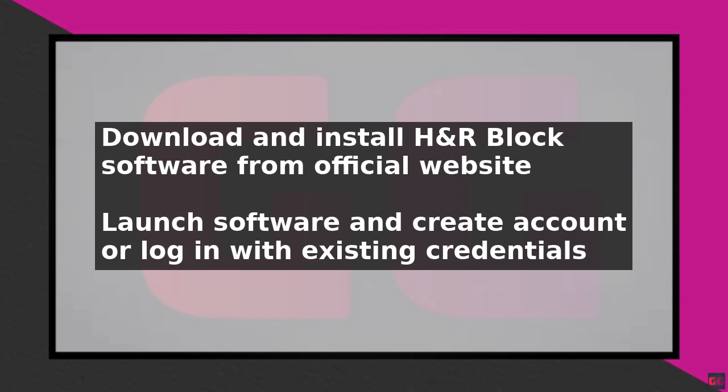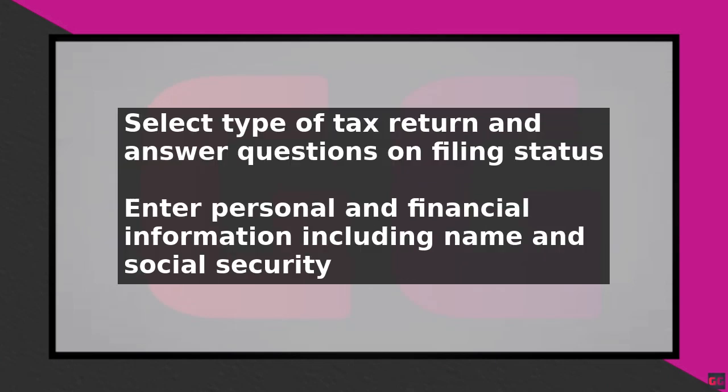a business. The software will then guide you through a series of questions to determine your filing status, income, and deductions. As you progress through the software, you will be prompted to enter your personal and financial information, including your name, address, and social security number.